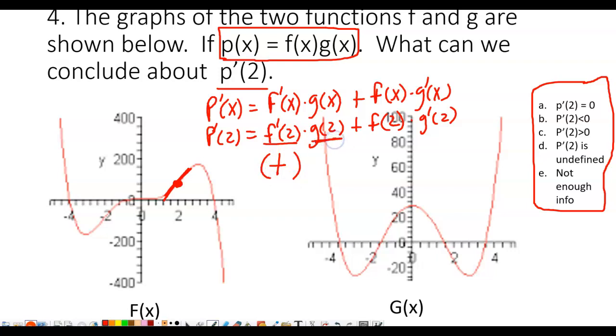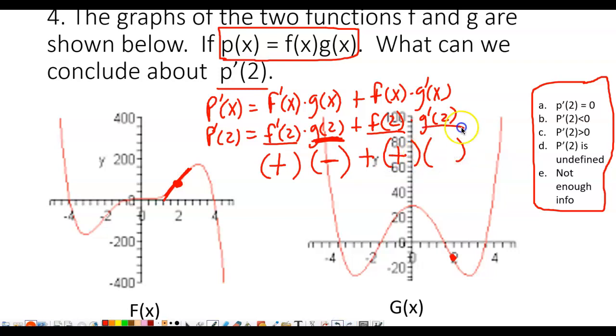Let's look at g of 2. G of 2 would be probably right about here. Now, that's below the x-axis, so this is the y value of the g function. And since it's below the axis, we know that that's going to be a negative value. Plus f of 2, that's a positive value because f of 2 is up here, and f of 2 is the y value of the f function. So since it's above the axis, we know that it's going to be positive.